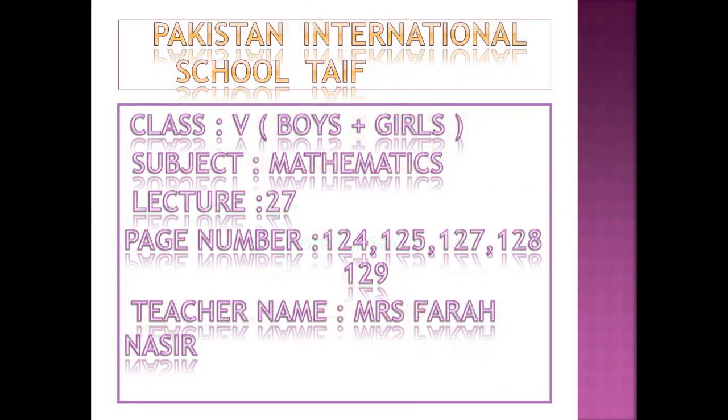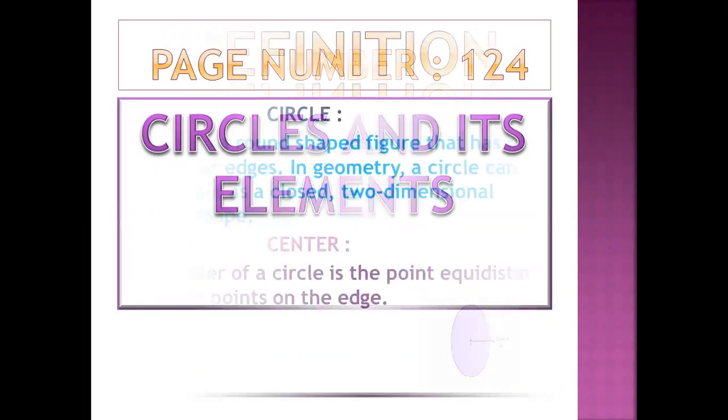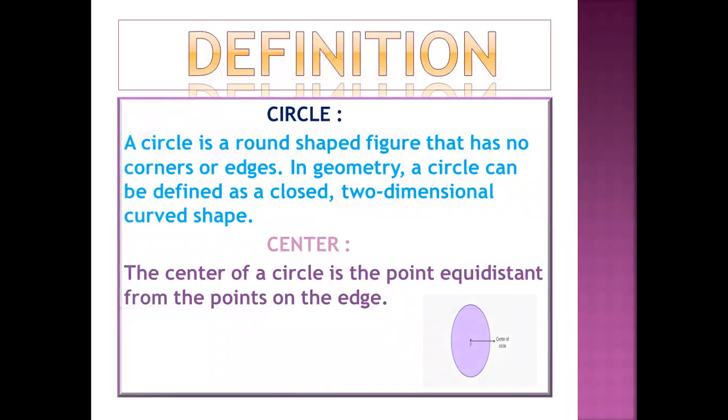Today is our Maths Lecture 27, and the page numbers which we will discuss here are 124, 125, 127, 128, and 129. These pages are regarding geometry. The first page, which is 124, is about the definition of the circle and its elements.